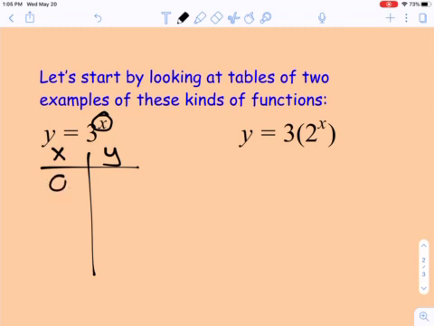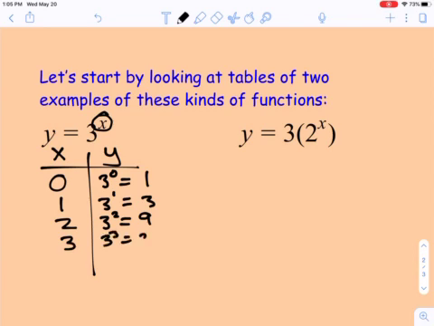So if I put 0 in, what that means is you have 3 to the 0 power. Anything to the 0 power is 1. If you put 1 in, you get 3 to the 1 power, which is 3. You put 2 in, you get 3 to the second power, so 3 times 3 is 9. And then you can see that this thing grows really quickly, like really quickly.